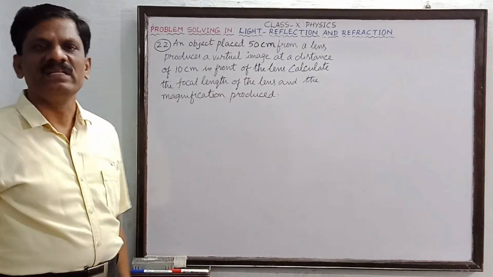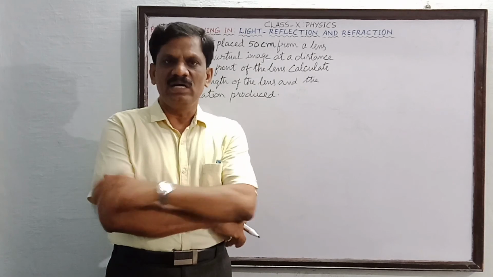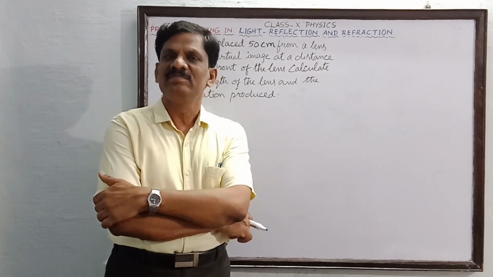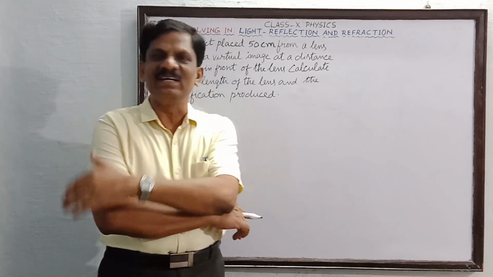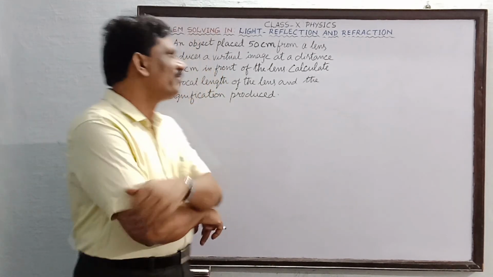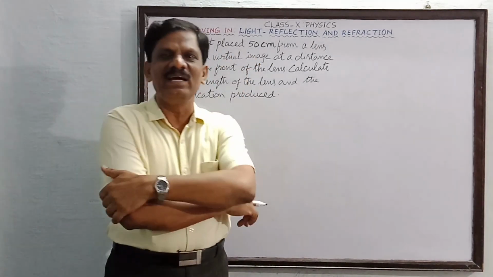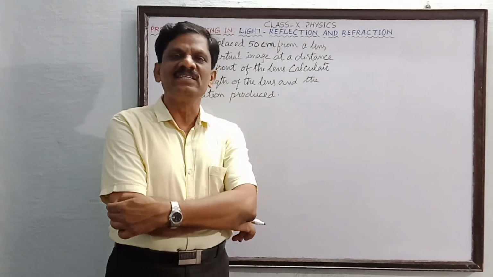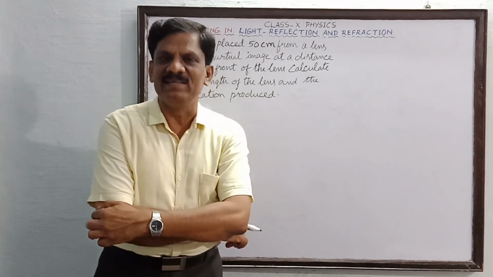So the name of the lens is not given, my dear students. How to find out? Is there any hint? The image is formed in front of the lens is the hint. So image distance is negative. And what type of image is given? It is virtual and erect image. So the lens should be a concave lens.